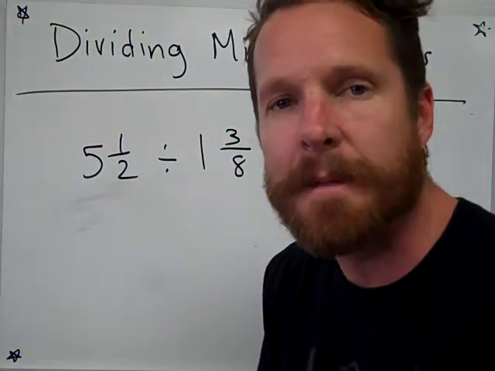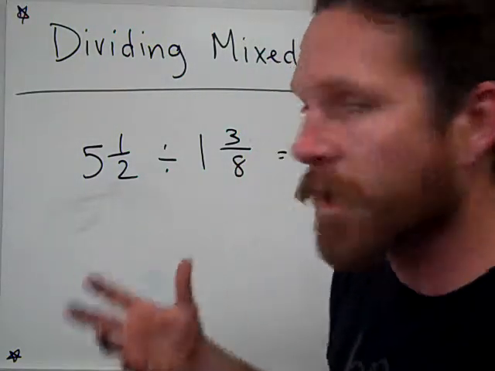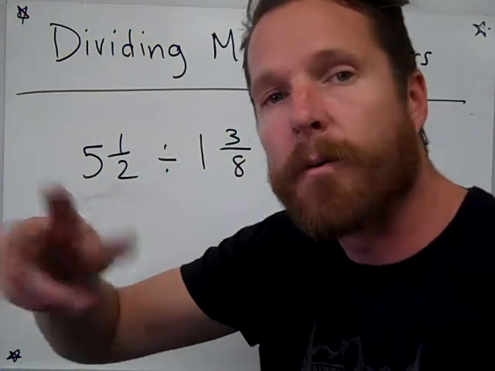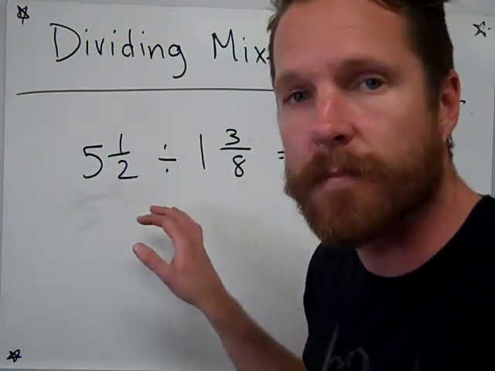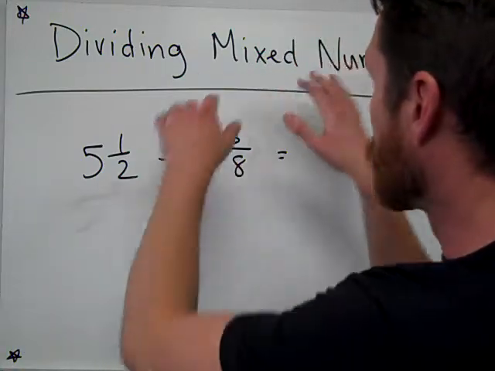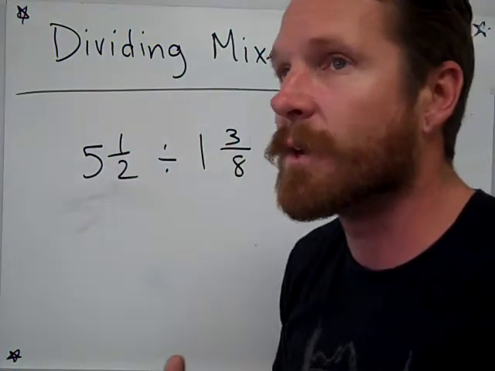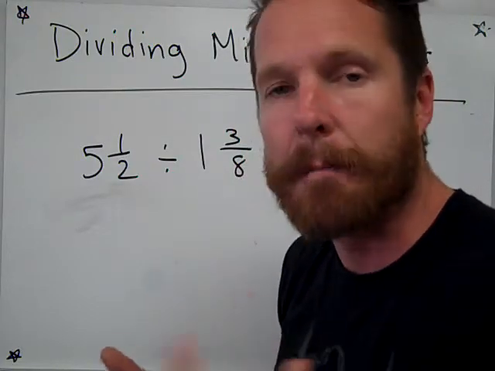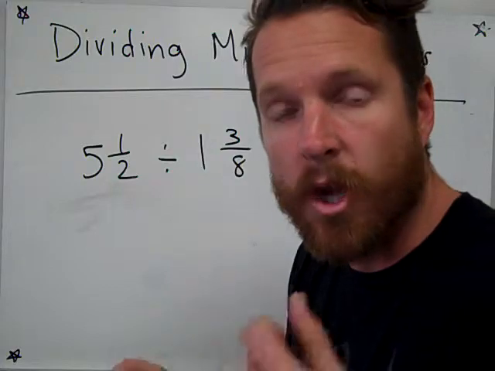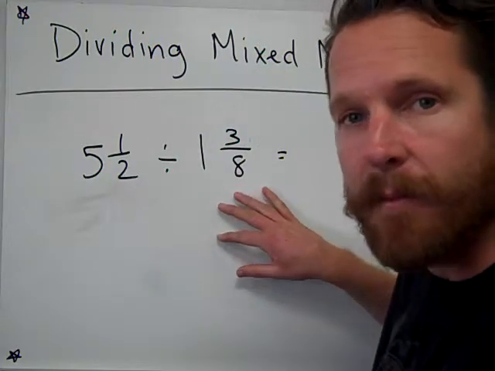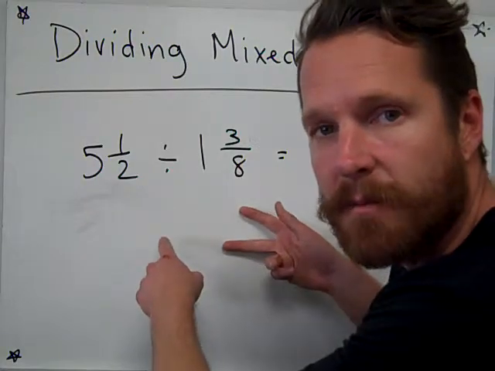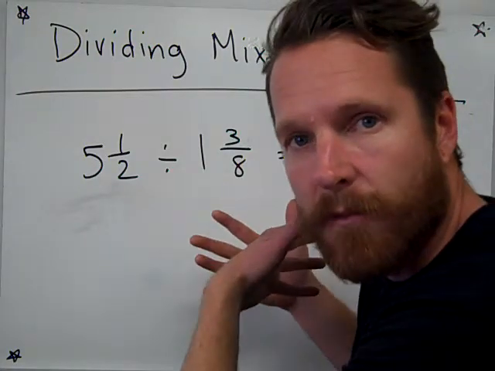Alright, so we're talking about dividing mixed numbers now. And the real difference between dividing and multiplying is that you just do the reciprocal of the second fraction and change the division to multiplication. So it's going to work the same way with dividing mixed numbers as it did with multiplying mixed numbers, in that you change the mixed numbers into improper fractions. The only difference now is that once you have that improper fraction, flip it, reciprocal, change the division sign to multiplication, then multiply and solve.